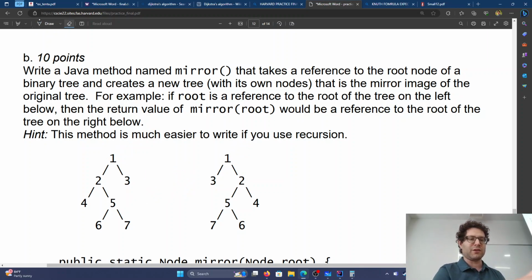The way it looks is, it was 1, 2, 3, 4, 5, 6, 7, and now it's 1, 3 on the left, 2 on the right, and then 2 has its own children mirrored. Instead of 4, 5, it's 5, 4, and then the other has its own children mirrored: 7, 6. So while the children swap where they are, the values that each child has don't change. 1 has 2, 3 and 3, 2, but it doesn't have 4, 5 or 6 as children.